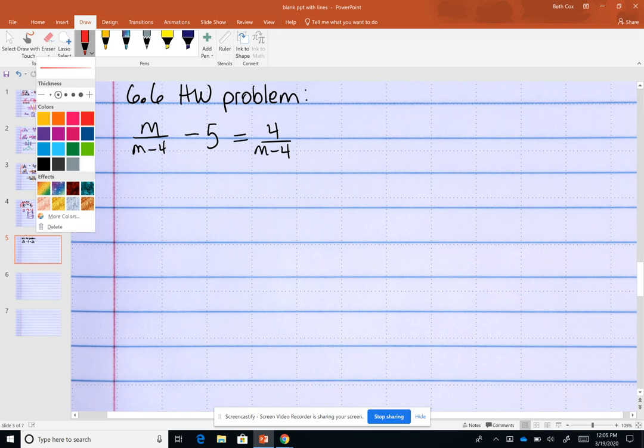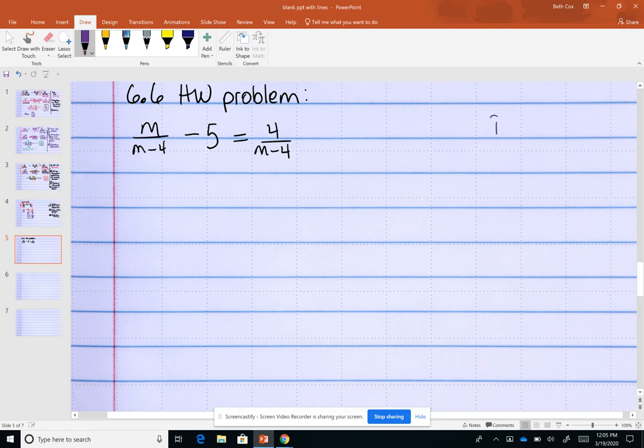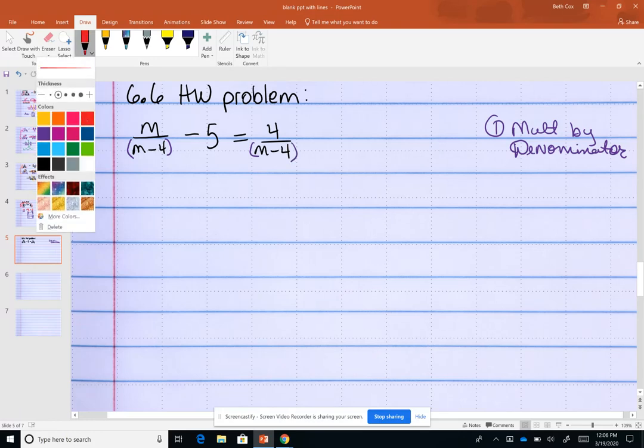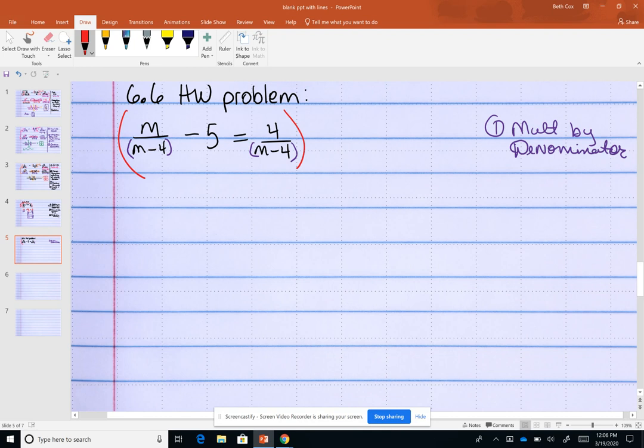Okay, so the first thing we're going to do is multiply by the denominator in order to cancel. This is just like the previous video. Notice these denominators are technically married, and so I'm going to multiply the whole thing by the m minus 4. Now, I'm not going to do any fancy FOIL or anything like that because they're just going to cancel out. So just watch carefully.